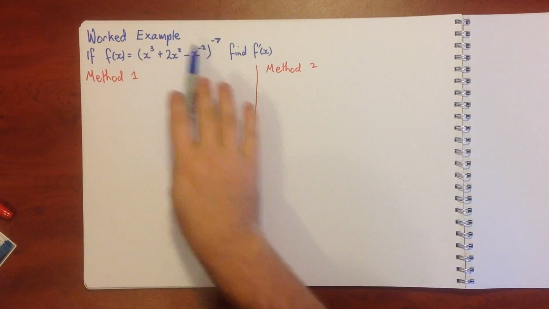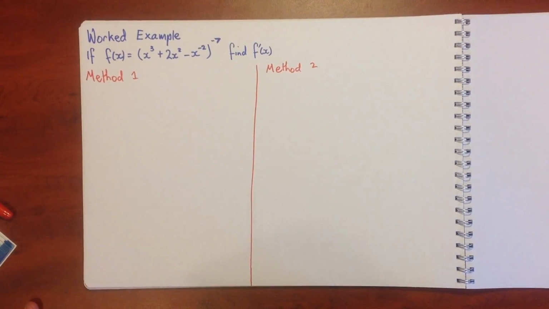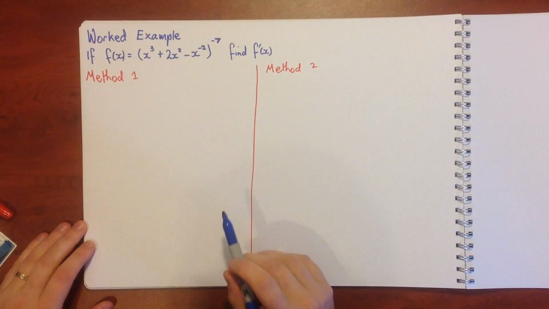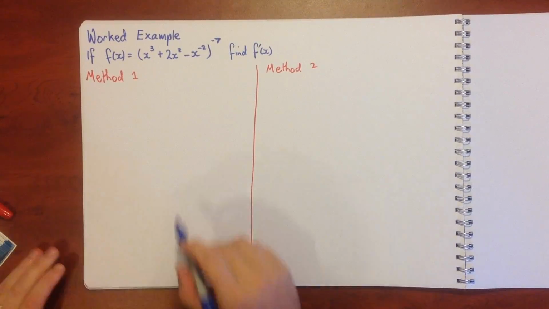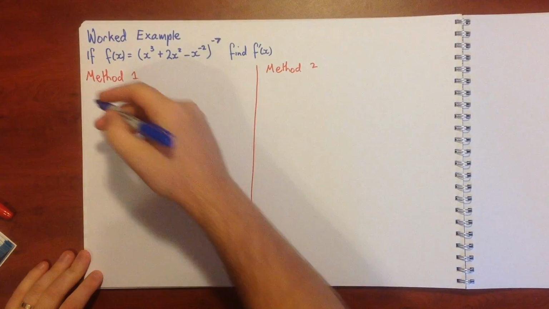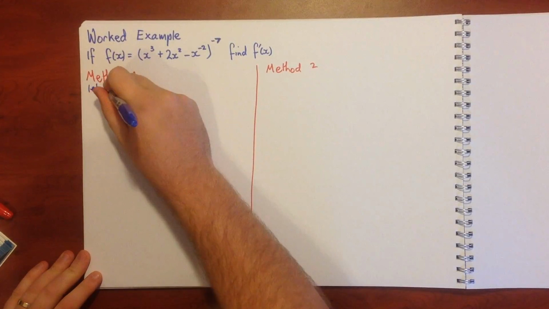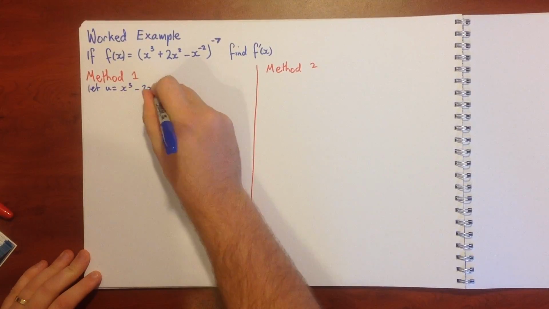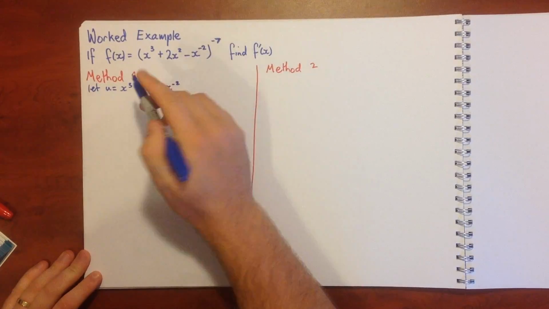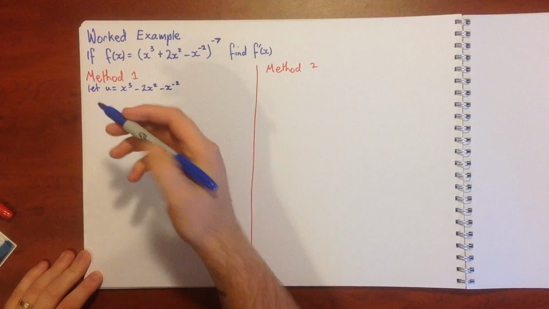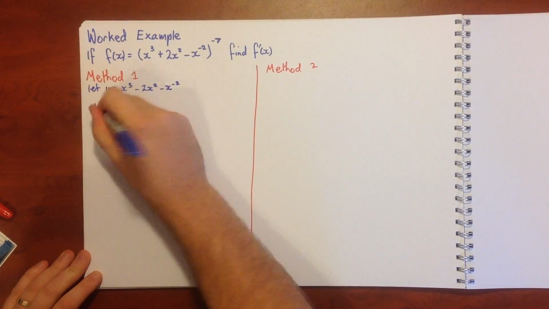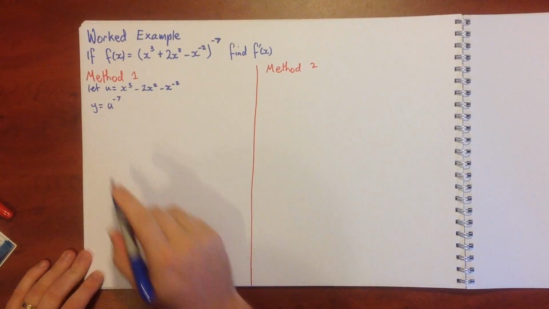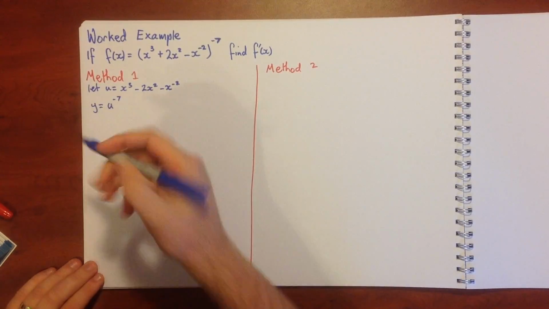We'll have a look at this worked example. If f of x equals x cubed plus 2x squared take x to the negative 2, all to the power of negative 7, find f dash of x. The first thing we do is a substitution: let u equal whatever's inside the brackets, x cubed plus 2x squared take x to the negative 2. Then we replace f of x with y, so y is now equal to u to the power of negative 7.